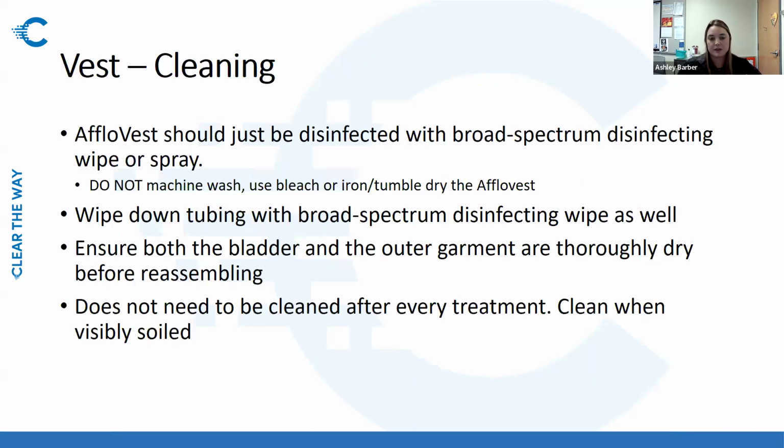Next slide. The Afflo vest should only be disinfected with broad spectrum disinfecting wipes or sprays. It should not be machine washed, use bleach or iron, or tumble dried. You can wipe down the tubing again with a broad spectrum disinfecting wipe and ensure both the bladder and the outer garment are thoroughly dry before reassembling. You do not need to clean after every treatment. You can just clean the vest when visibly soiled.